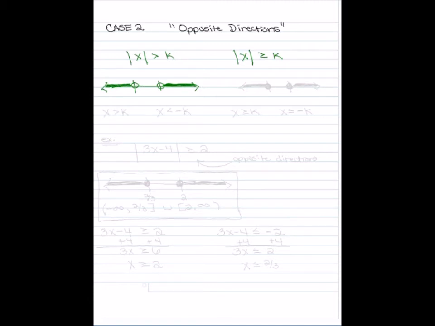Okay? Likewise with greater than or equal to. I have my number line, I have the two numbers. In this case, we're going to have closed circles or closed dots. And then I shade everything in opposite directions. So you see how this is a little bit different than the in-between type problem because of the way the picture looks.